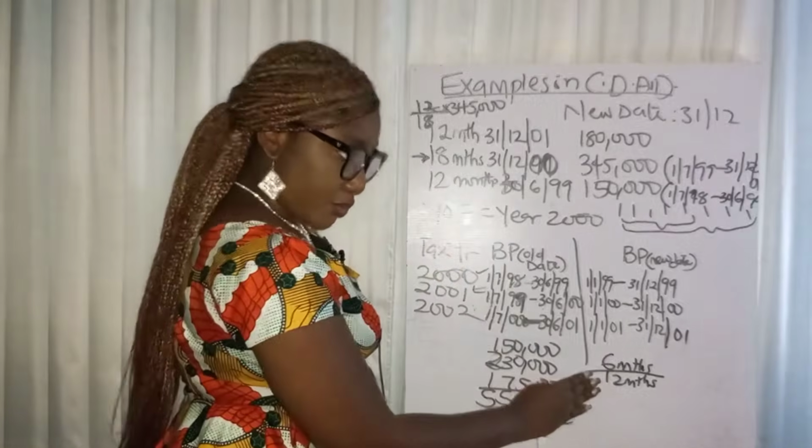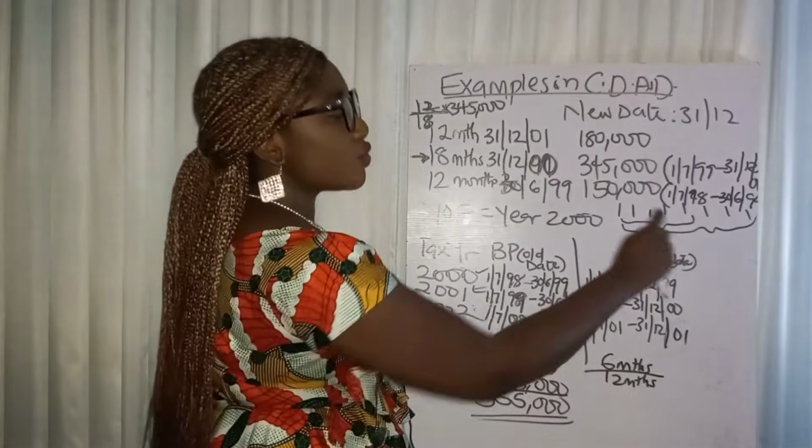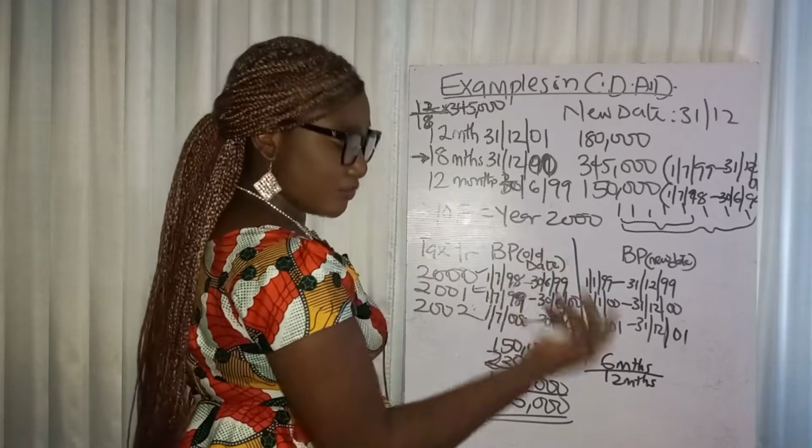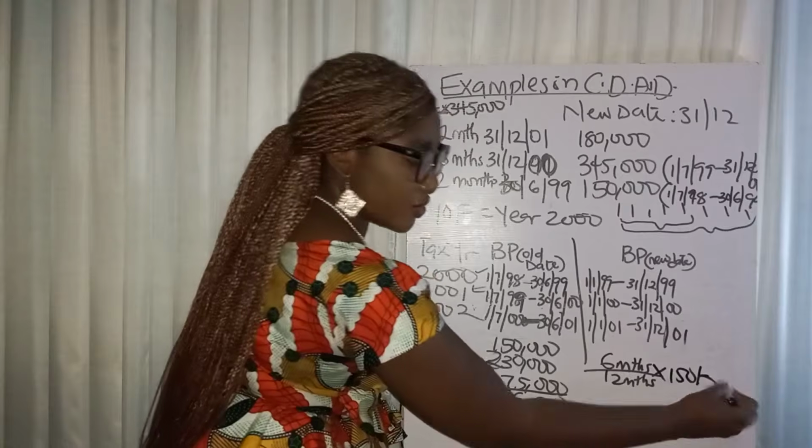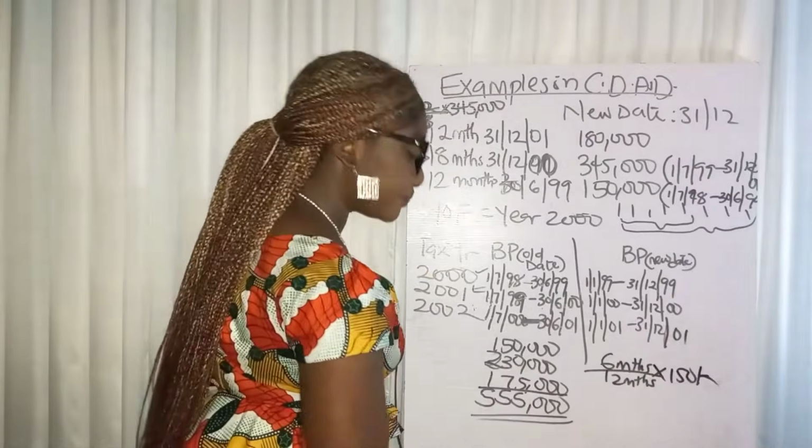Let's go back to our point here. Let me not digress. So we already know that this one can only provide us 6 months out of 12 months times 150,000. I already know that one is 75k.